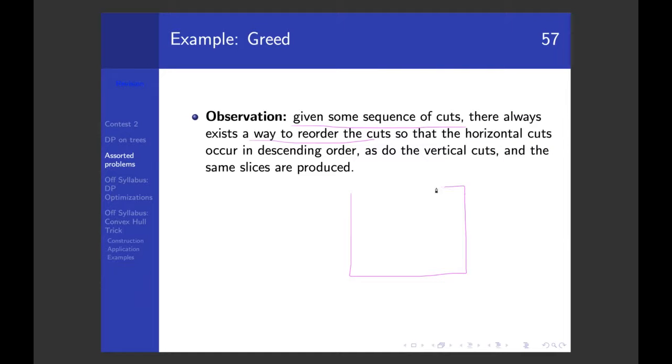Let's say we do some slices. First cut, so cut 1, I'm going to do here. And I'm going to assume that all my cuts are on allowed cut locations. For simplicity, I'm not going to draw them. Let's say cut 2 goes here. Cut 3 goes here. Cut 4 goes here.